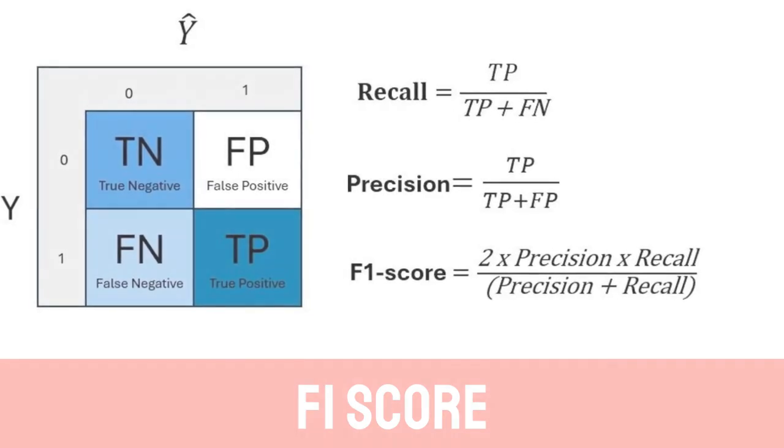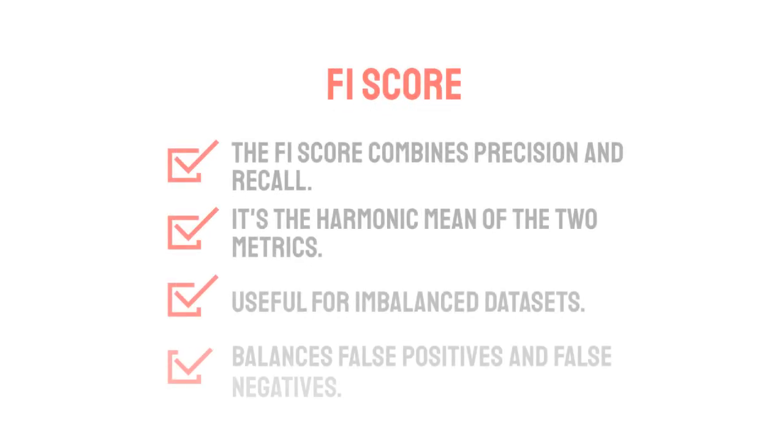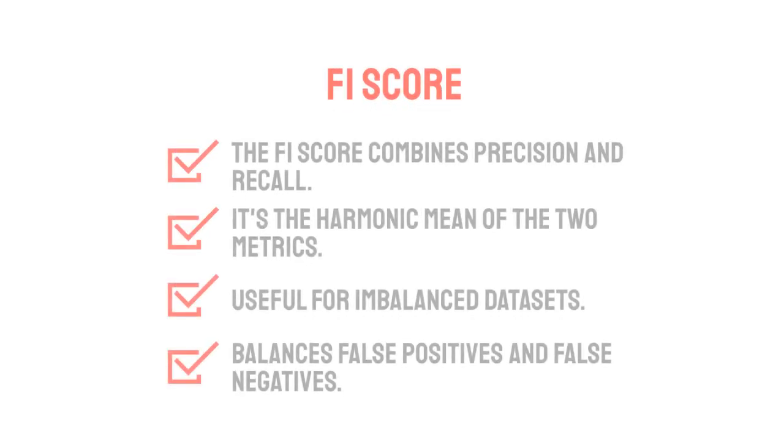The F1 score is a metric that balances a model's precision and recall into a single value. It is particularly useful for evaluating models on imbalanced datasets, as it provides a more robust measure of performance than accuracy alone. Recall is also called the true positive rate, TPR.